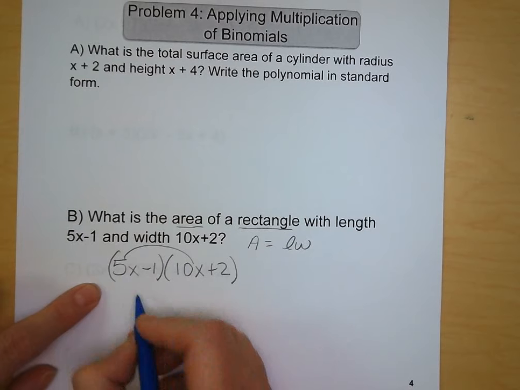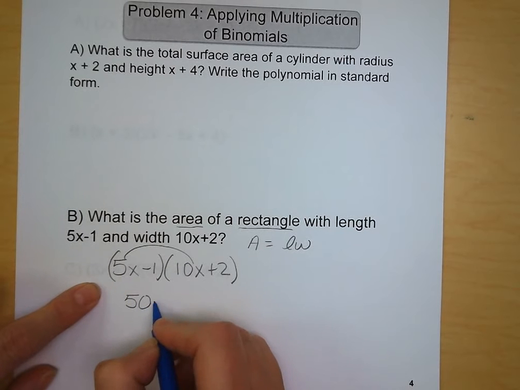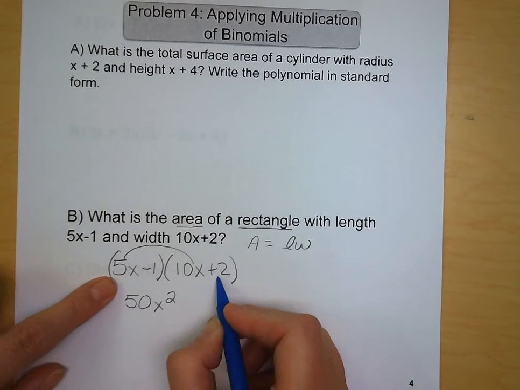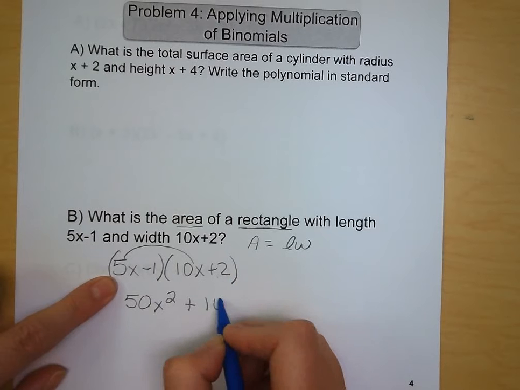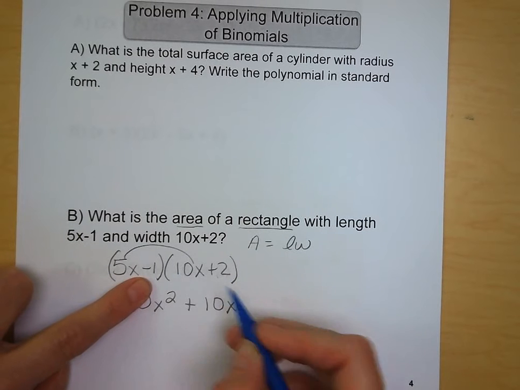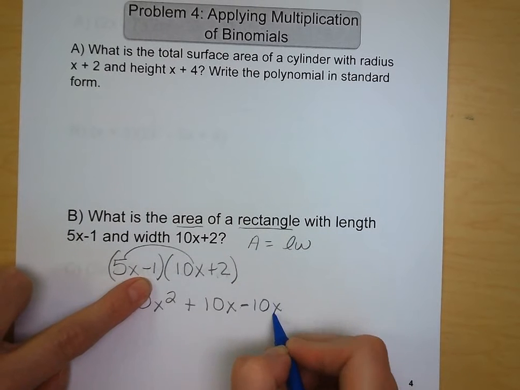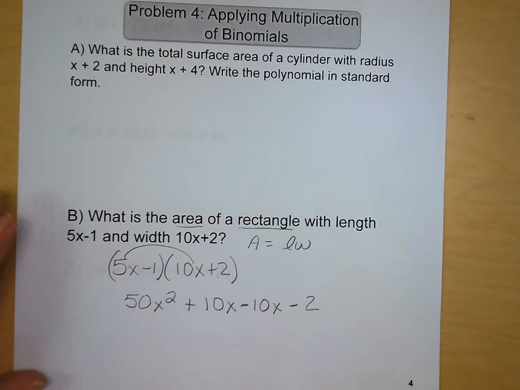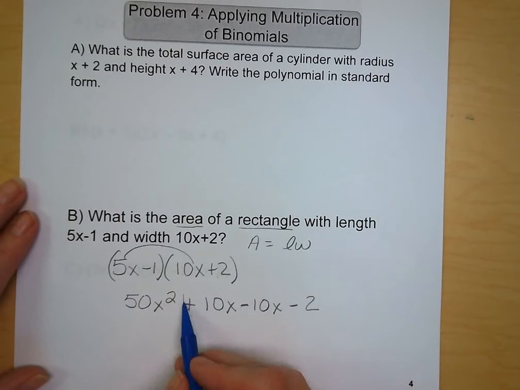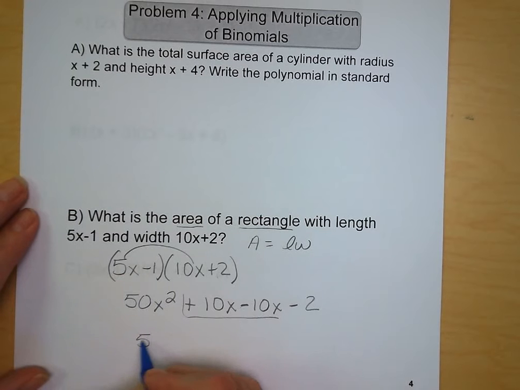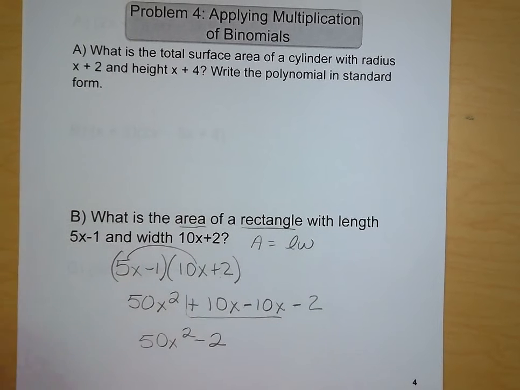First terms will give us 50x squared. Our outer term will give us plus 10x. Our inner term is minus 10x. And our last term, minus 2. Combine like terms, plus 10x minus 10x. Those cancel out. We're left with 50x squared minus 2.